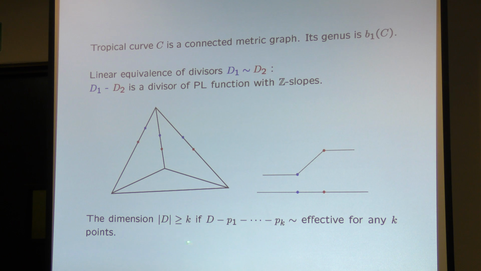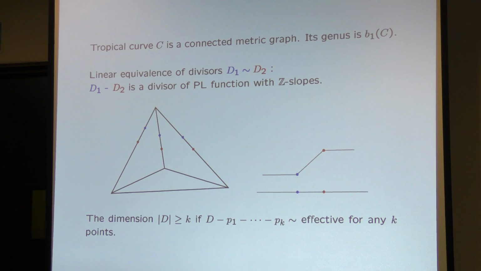So the dimension for us is going to be, we take this definition: if for any effective divisor of degree k, it is still linearly equivalent to an effective one, then we say that the dimension is at least k. All right, that's a quick introduction.